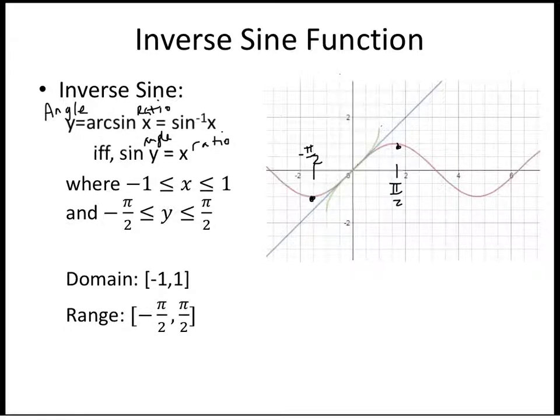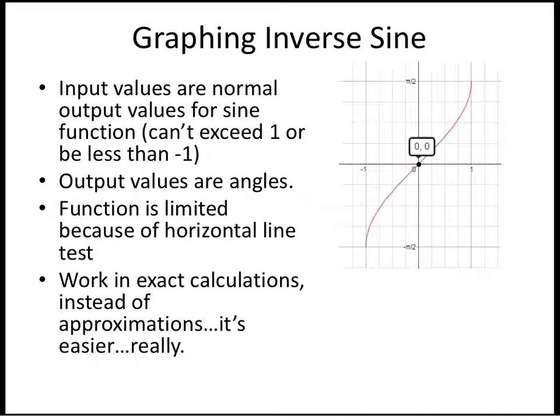So when we graph inverse sine, our input values are the normal output values for a sine function. So we can't exceed 1 or negative 1, right? Because my normal sine function does not exceed 1 or negative 1. And my output values are going to be my angles. And we talked about this on the other slide. My function is limited because, of course, we need to pass the vertical line test once we have created our function.